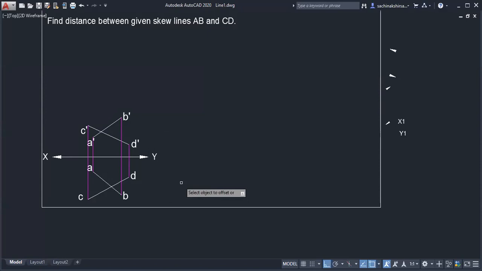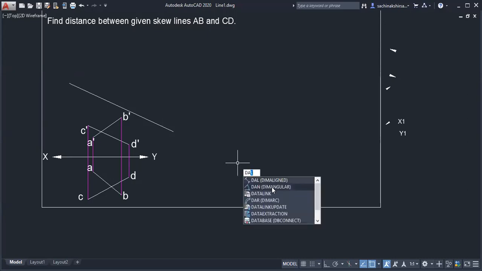I will draw a line parallel to C dash D dash, maybe something like this. The line which is parallel to C dash D dash I have drawn. Now I will extend that line, maybe something like this, and give it the name X1 Y1. So you can draw one line which is parallel to C dash D dash. If you want, you can show an arrow here.